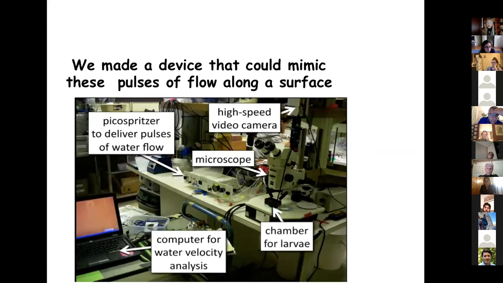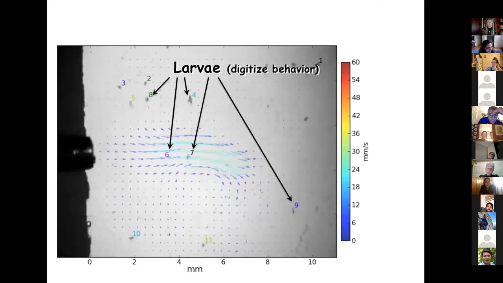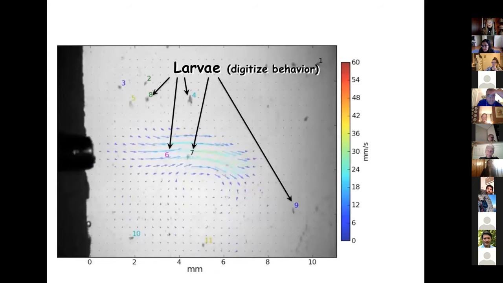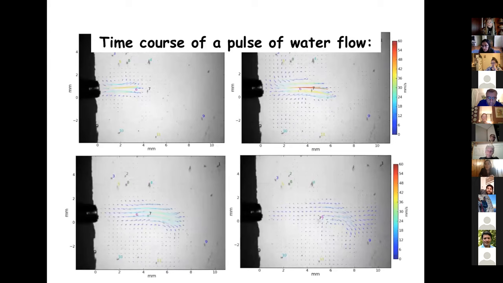So can we make a device that could mimic these pulses that we measured along a surface? And we did build such a device, and it was driven by something called a picospritzer, which can deliver very carefully calibrated pulses of flow. So here's a frame of a video of a pulse of water flow in our device. So we used PIV to get the instantaneous velocities, and you can see the pulse coming out of the nozzle right along the surface at the bottom of this. The little dots you see are larvae, and we can digitize their behavior as they're hit by these pulses of flow that we can control. And this just shows you the time course of a pulse of water.